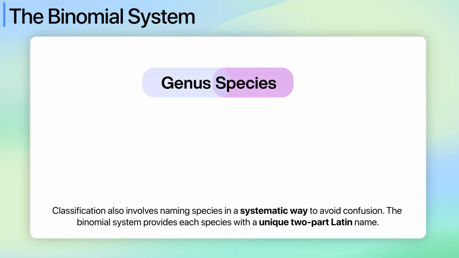Classification also involves naming species in a systematic way to avoid confusion. The binomial system provides each species with a unique two-part Latin name. The first part of this name is the genus, and the second part is the species. For example, humans are identified as Homo sapiens, where Homo is the genus and sapiens is the species. Let's cover some rules of practice. The binomial name should be written in italics. The first word, genus, should have its first letter capitalized, and the second word, species, should not be capitalized.